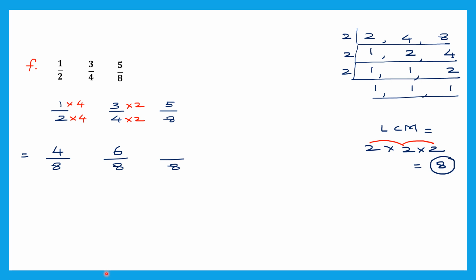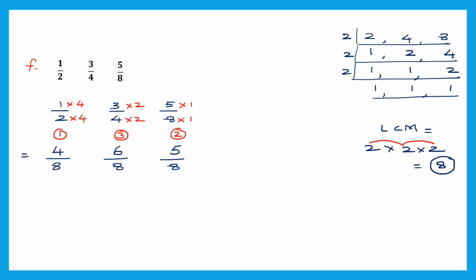Let's go to the last one. Here we have 8 and 8 here. That means it's the same. 8 ones are 8, 5 ones are 5. So let's write 5. Okay, so now can you see they've all become like fractions, and the numerators, we can look at that and decide which is the smallest. The smallest is 4 by 8. So this should come first. Then we have 5 by 8 and then we have 6 by 8.